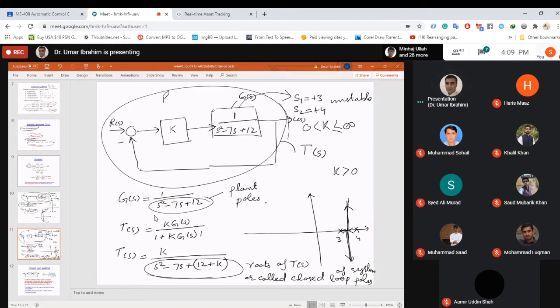Okay? Now our system G(s) was unstable. Now there are two reasons why we use a controller. Reason number one, we want to make the system stable.